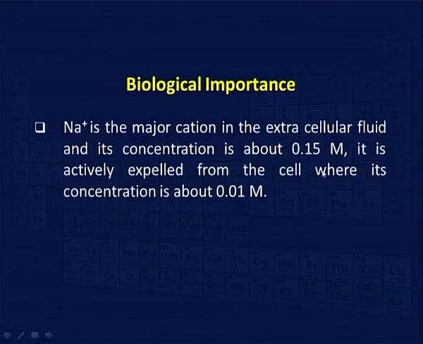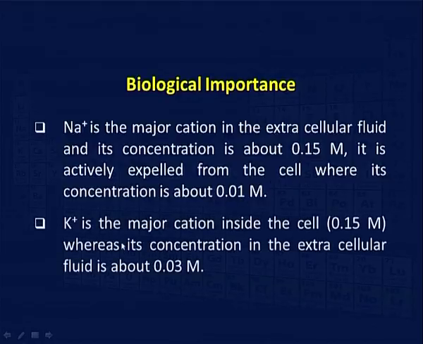Now, the biological importance. We all know about the biological importance of these metals, especially potassium and sodium, which are very important in biological systems, because we have all read about the potassium pump, and they control many things in our cell. They maintain the concentration. Sodium plus is the major cation in the extracellular fluid, and its concentration is about 0.15 M. It is actively expelled from the cell, where its concentration is, you can see, 0.01 M intracellular.